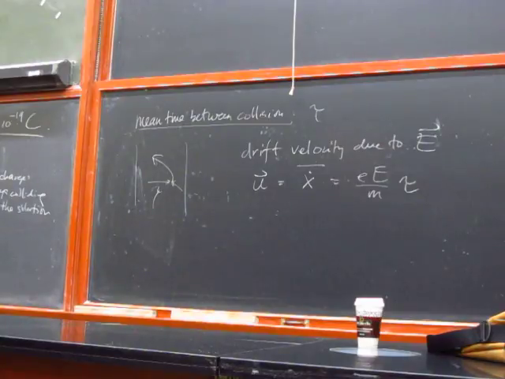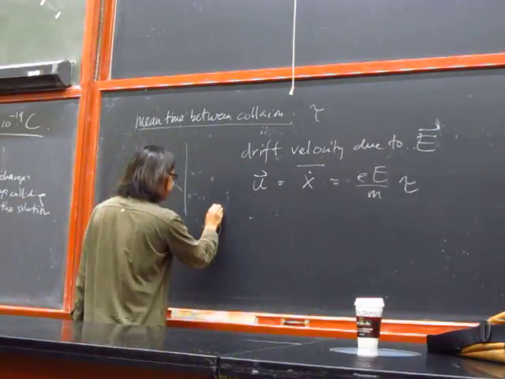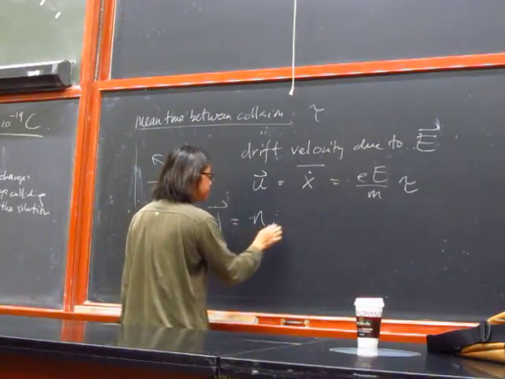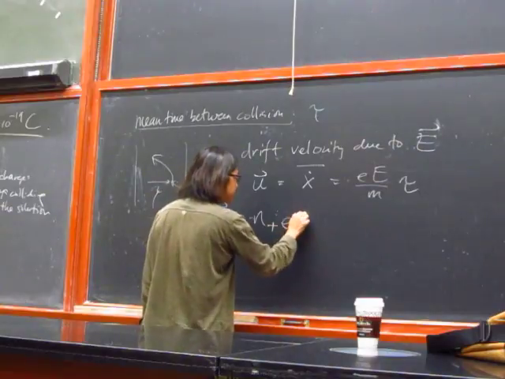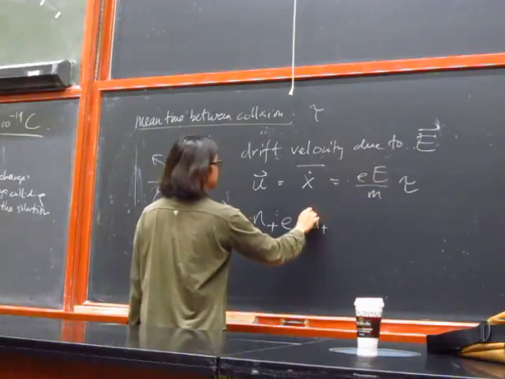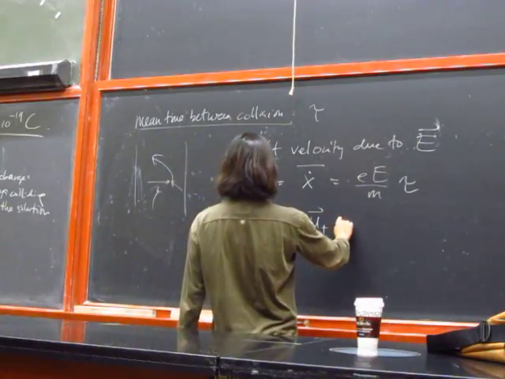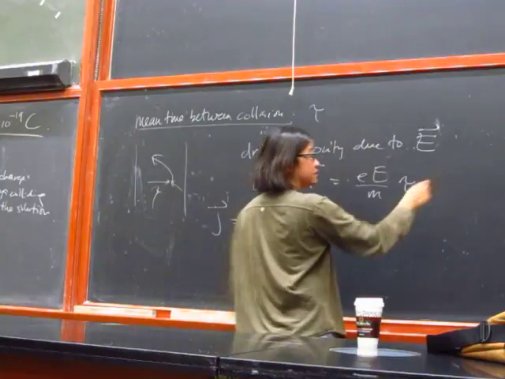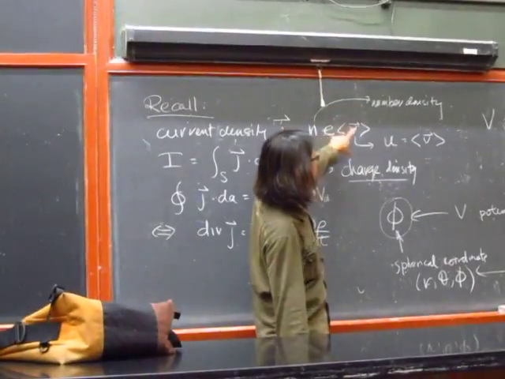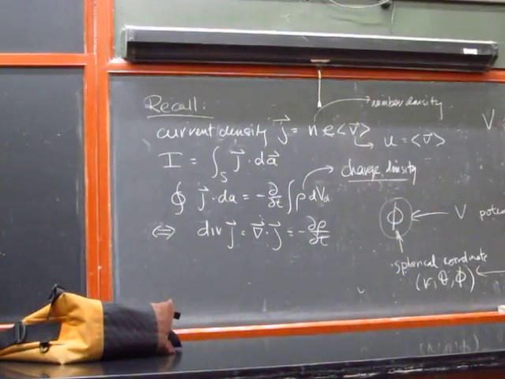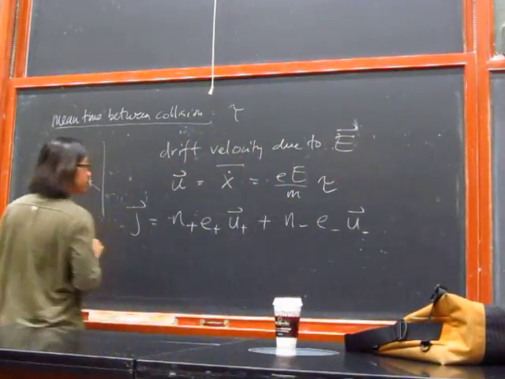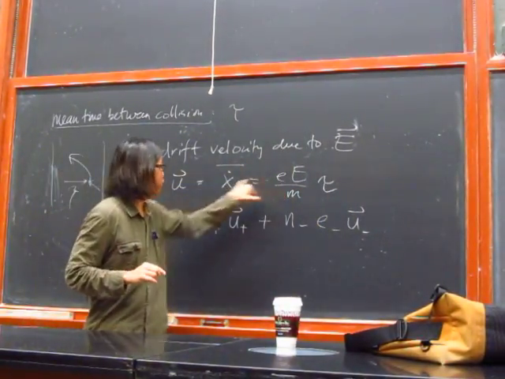The current density in this case is given by the density of the positive carrier times the e plus times the u plus. This is just the derivation of current density: the number density times the charge, the charge density times the velocity, and minus e minus, u minus. And now I'm going to substitute the expression for u.